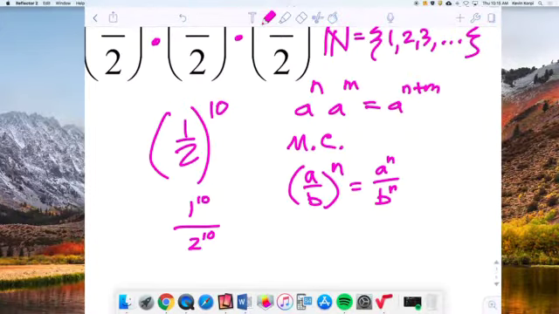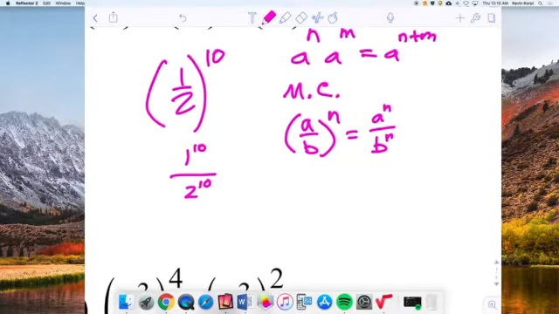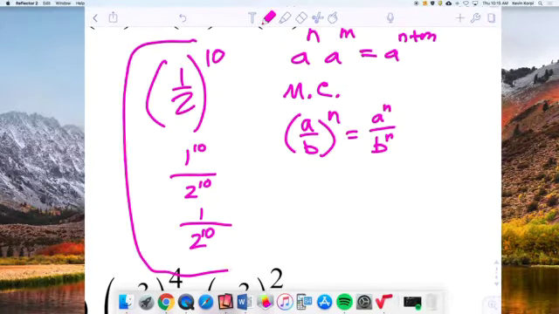But now you can use this other property of exponents, and you can give each factor the exponent. And of course, 1 to the 10th is 1, so that's the same as 1 over 2 to the 10th. So this is another version of the same answer. All of these are equivalent to each other.